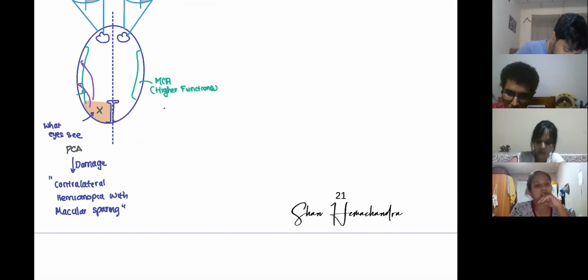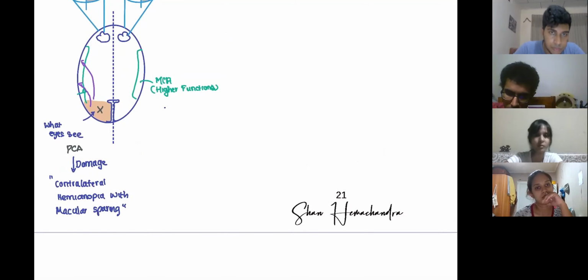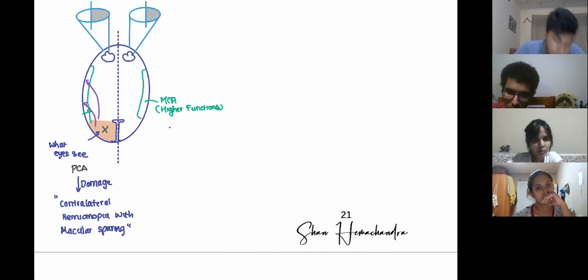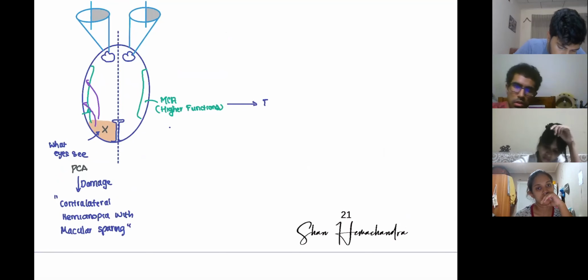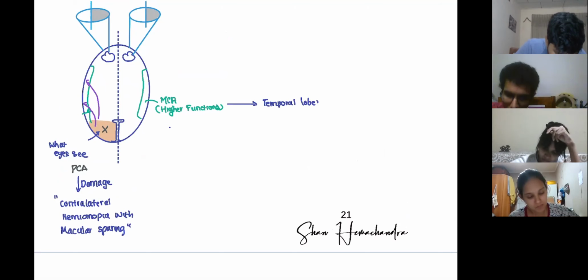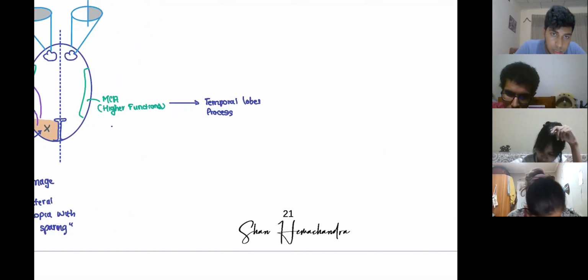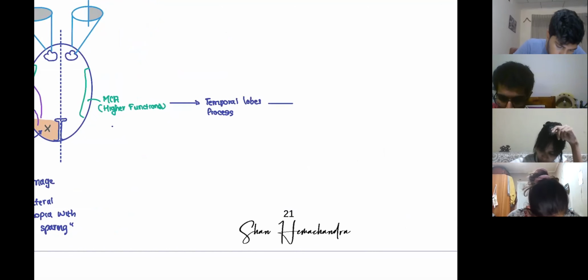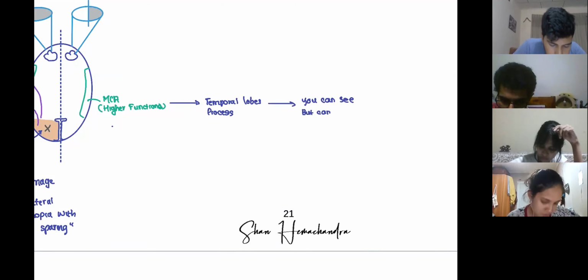Now, this is PCA damage. Now we will talk about the higher order functions. This is processed in the temporal lobes. Why is this important? It means you can see but can't distinguish.